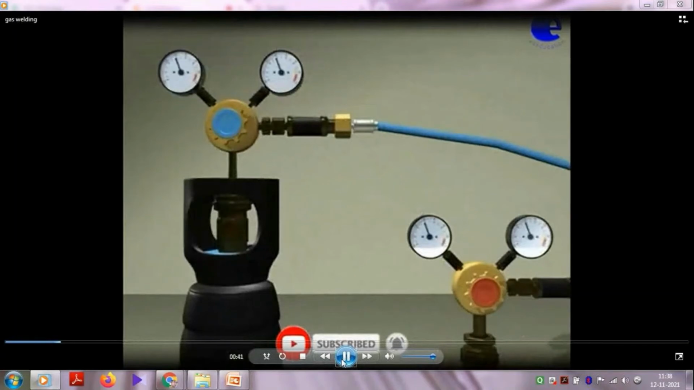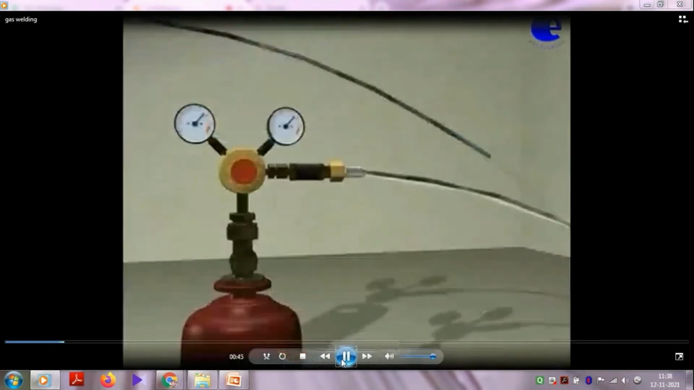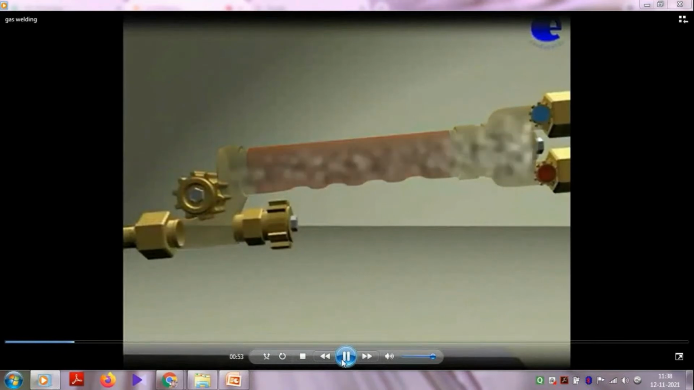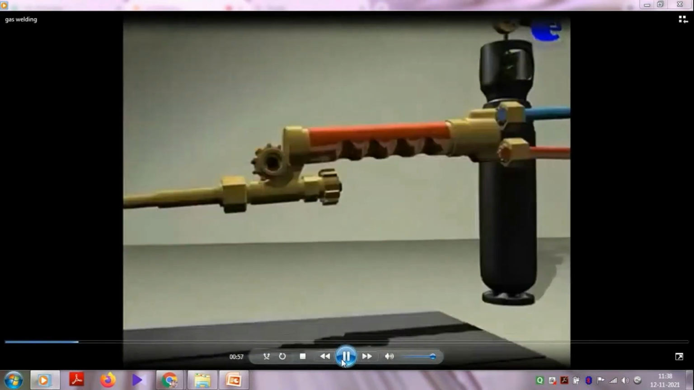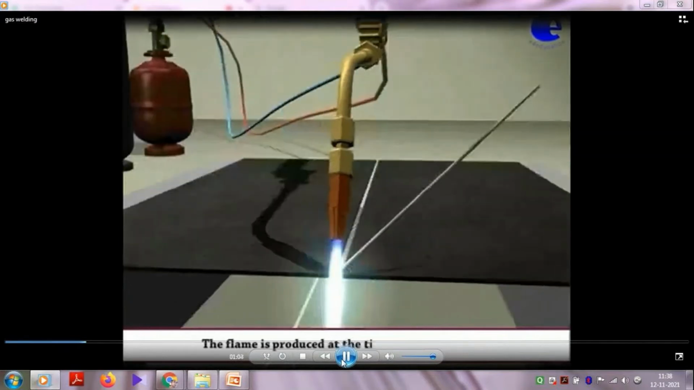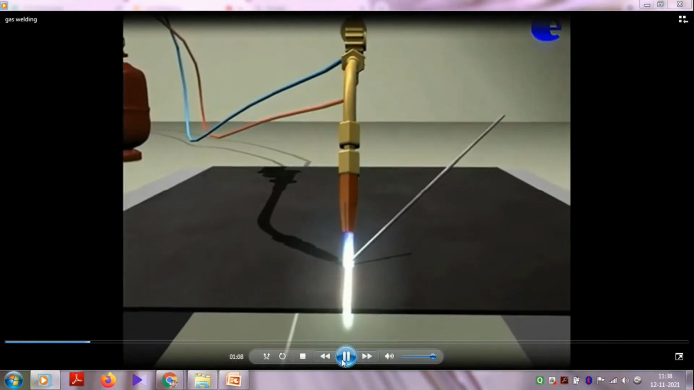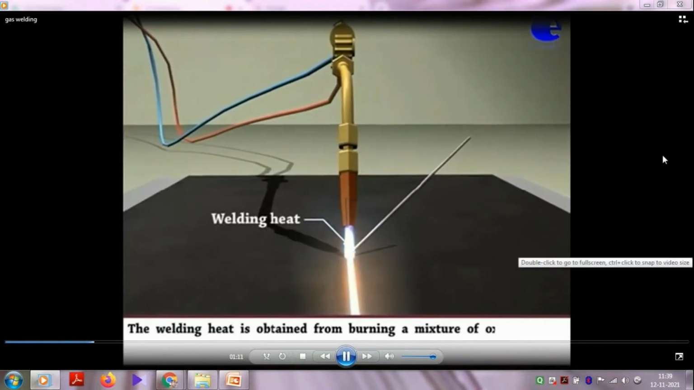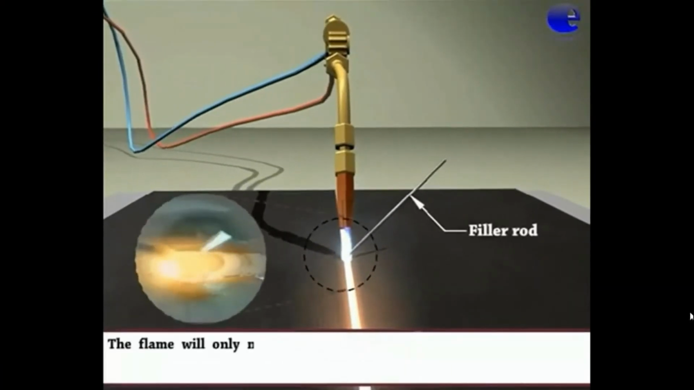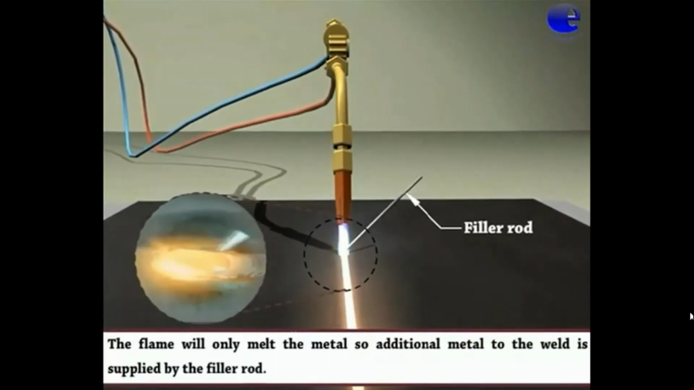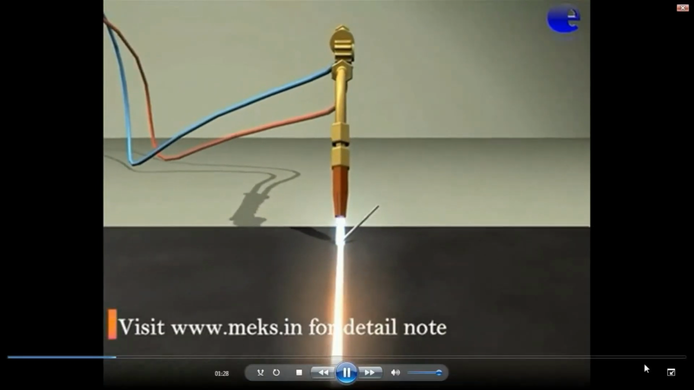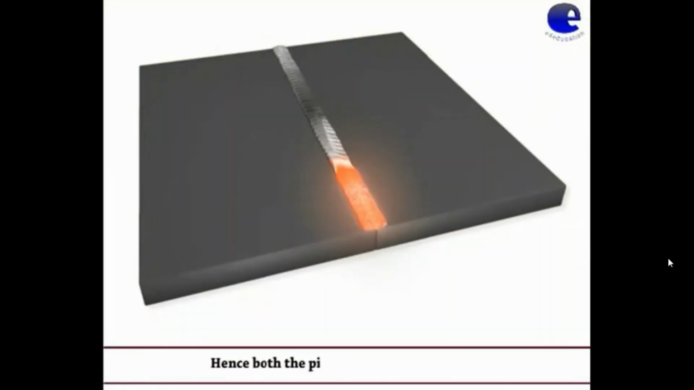Cylinder valves and the pressure adjustment knob can be used to check the correctness of pressure registered on the pressure gauges. Mixing of oxygen and acetylene forms oxyacetylene gas in the torch. The flame is produced at the tip of the welding torch. The welding heat is obtained from burning a mixture of oxygen and a combustible gas. The flame will only melt the metal, so additional metal for the weld is supplied by the filler rod. Hence, both pieces become a single piece.